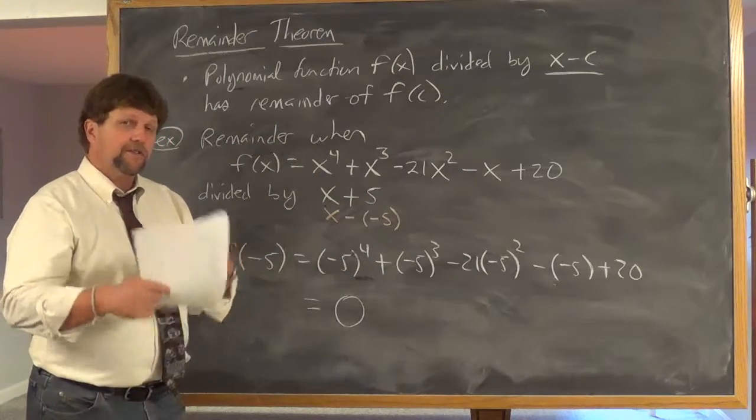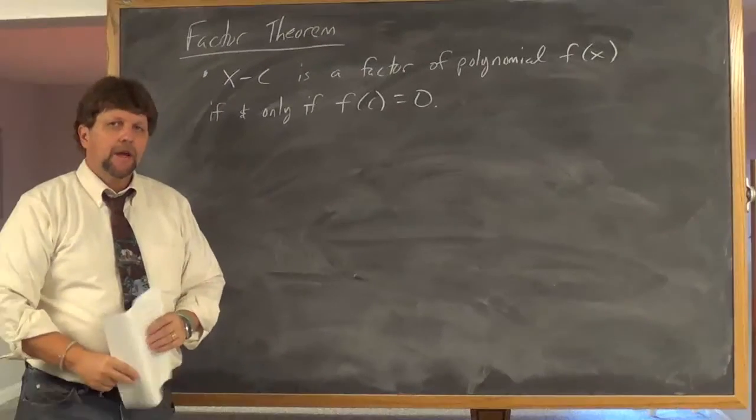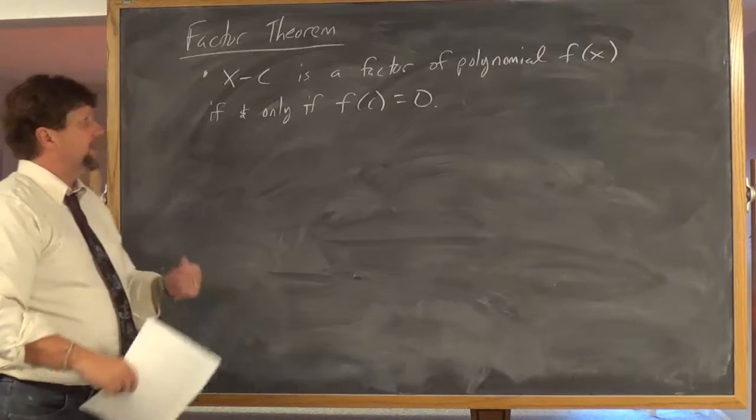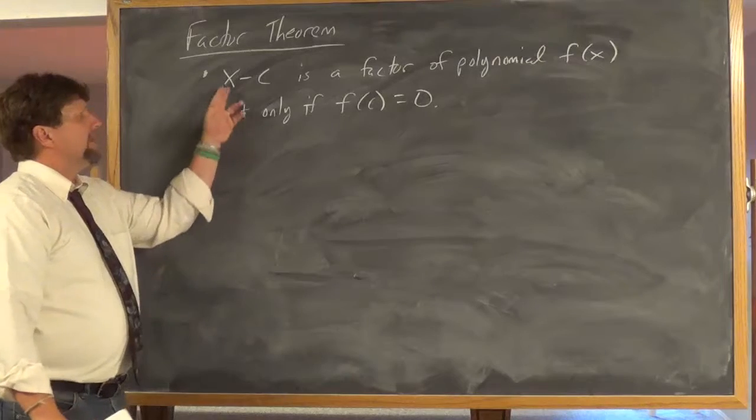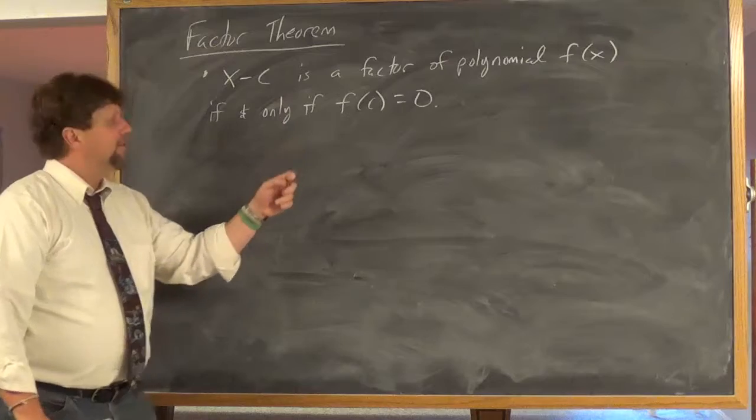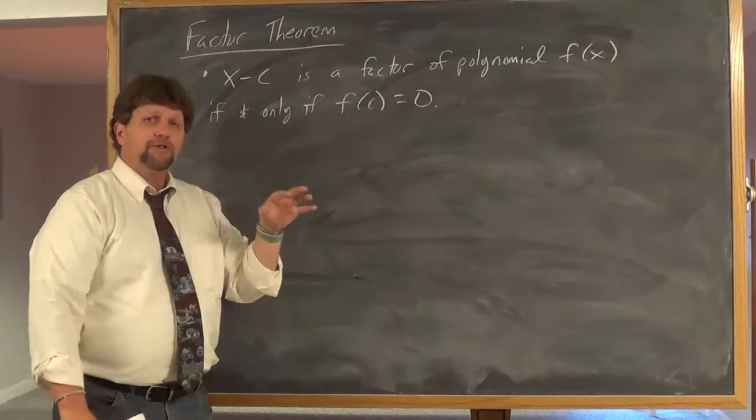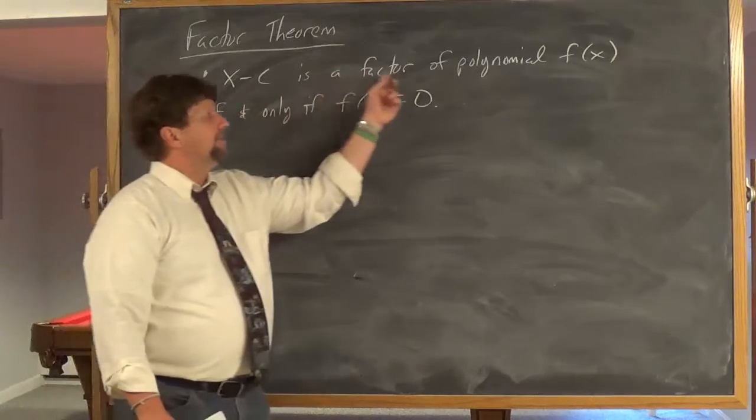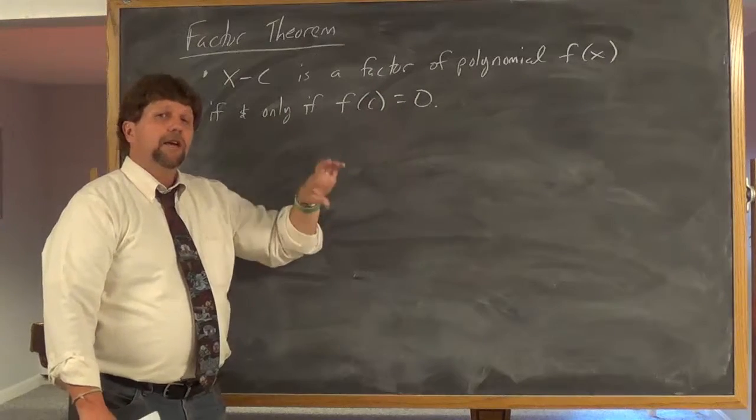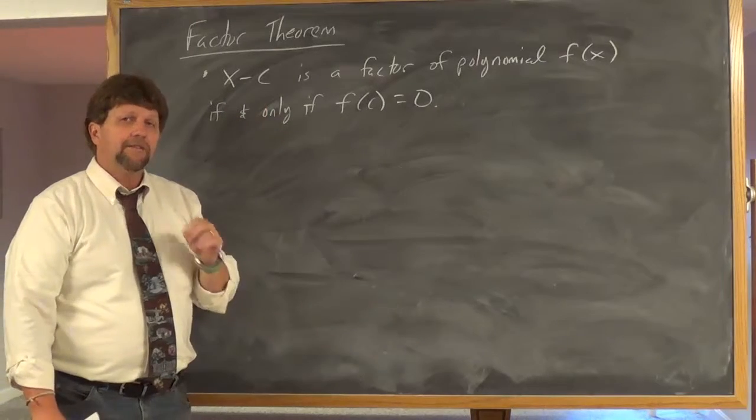And that transitions us into the next topic, which is the factor theorem. So here we are talking about the factor theorem. All the factor theorem really says, in an abbreviated version, is x minus c is a factor of a polynomial f of x if and only if f of c is 0. If and only if means that it's a two-way street. It means if x minus c is a factor of the polynomial f of x, then f of c is 0. It also means if f of c is 0, then you know x minus c is a factor.